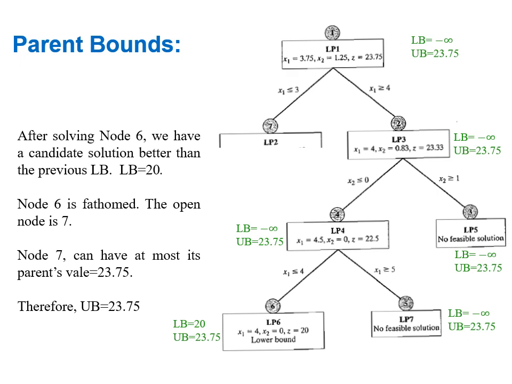And what about the upper bound? Okay, so this node is fathomed because of integer feasibility, and the only node that remains unexplored is node 7. And the best possible that we can obtain from node 7 is given by its parent, which is 23.75. So this is the upper bound. Then, after solving node 6, we know that the lower bound of this problem is 20, and the upper bound of this problem is 23.75.